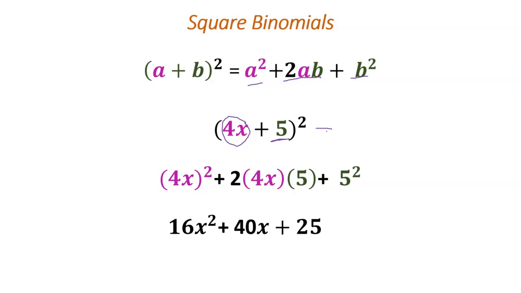You could do the same thing by FOILing also, meaning you can write down 4x plus 5 twice, and then you can multiply it 4 times. And eventually you will end up having the same result. If you want to learn FOIL, you can see the previous video on multiplying polynomials to learn the foiling.